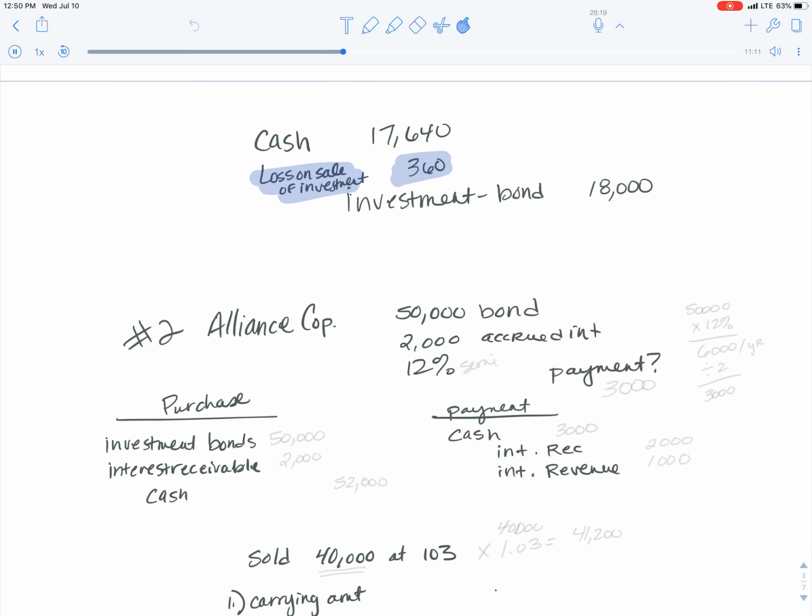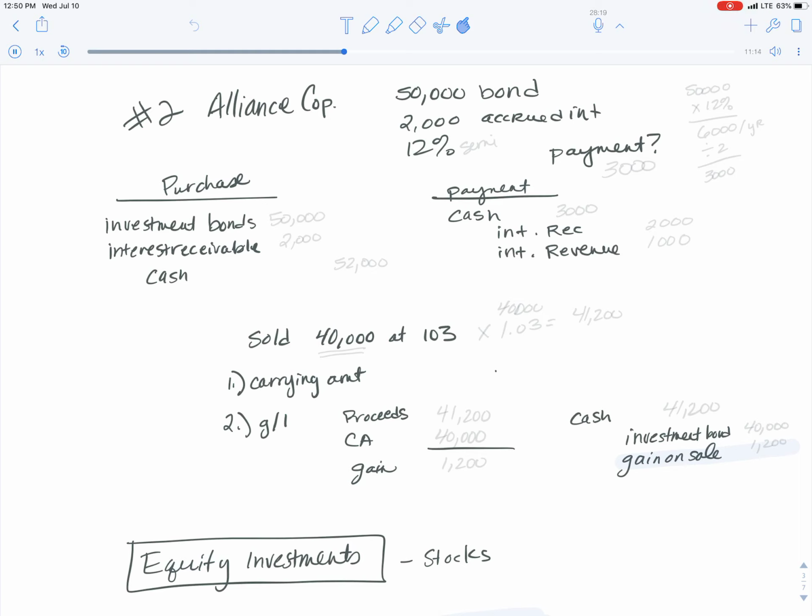Let's look at another example. Okay, so we have Alliance Corporation here. We have a $50,000 bond, $2,000 of accrued interest. It pays 12%. Well, first thing I like to do is figure out how much is our payment. If we have a $50,000 bond and it pays 12%, that should be $6,000 a year. Divided by 2 is $3,000, assuming these are semi-annual payments. So our payment is $3,000.